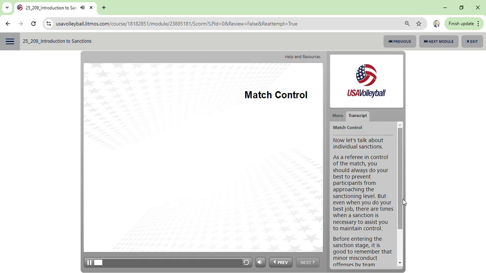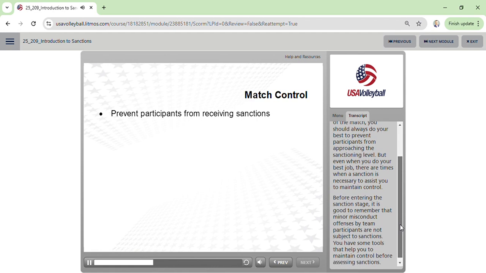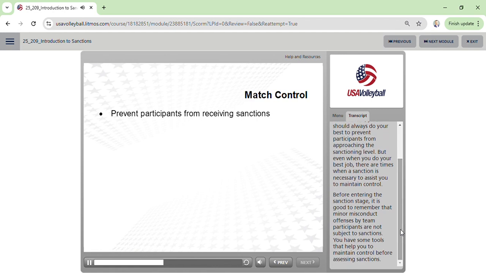Now let's talk about individual sanctions. As a referee in control of the match, you should always do your best to prevent participants from approaching the sanctioning level. But even when you do your best job, there are times when a sanction is necessary to assist you to maintain control. Before entering the sanction stage, it is good to remember that minor misconduct offenses by team participants are not subject to sanctions.